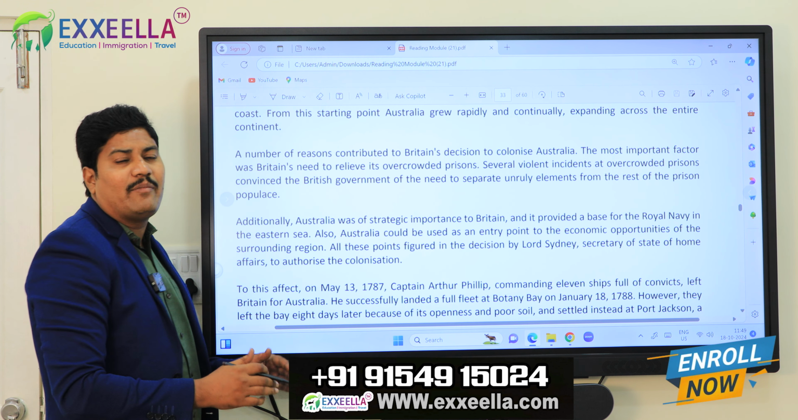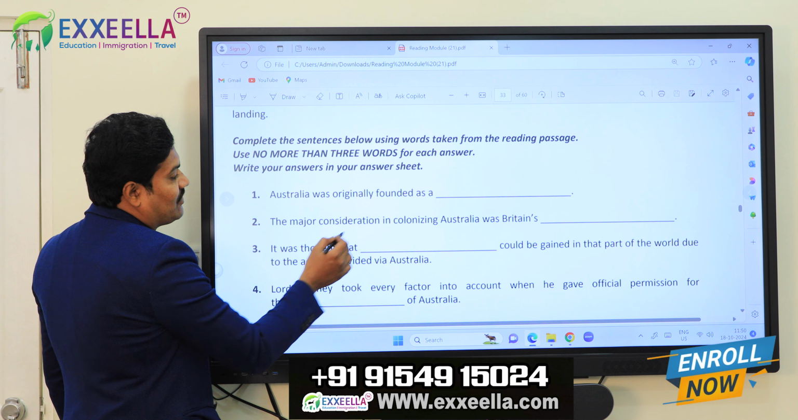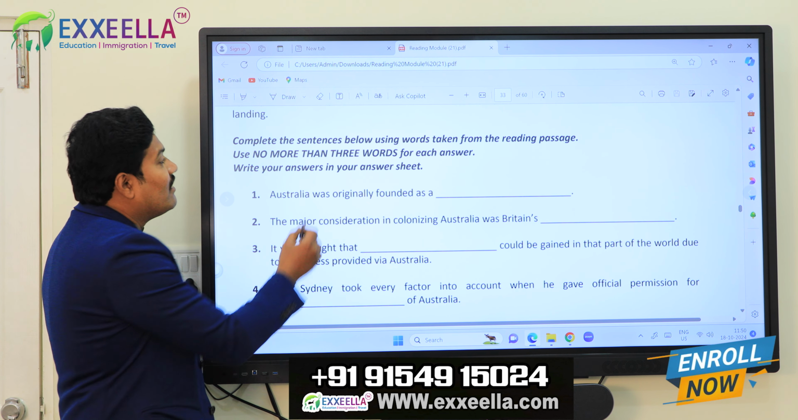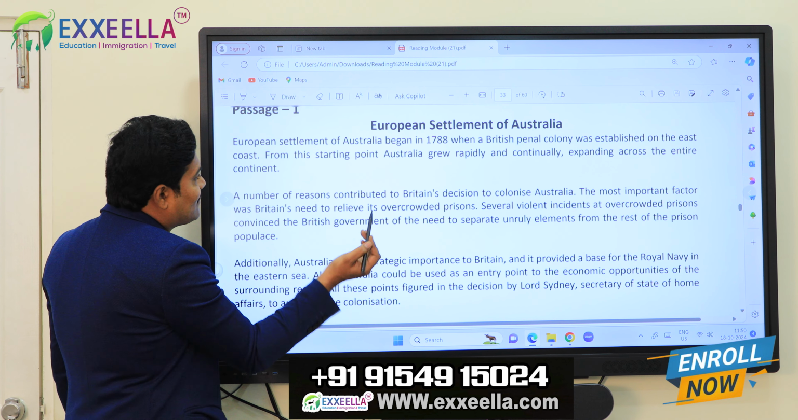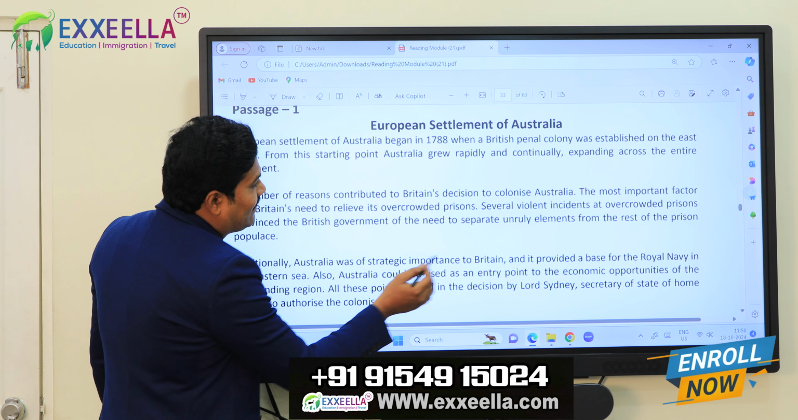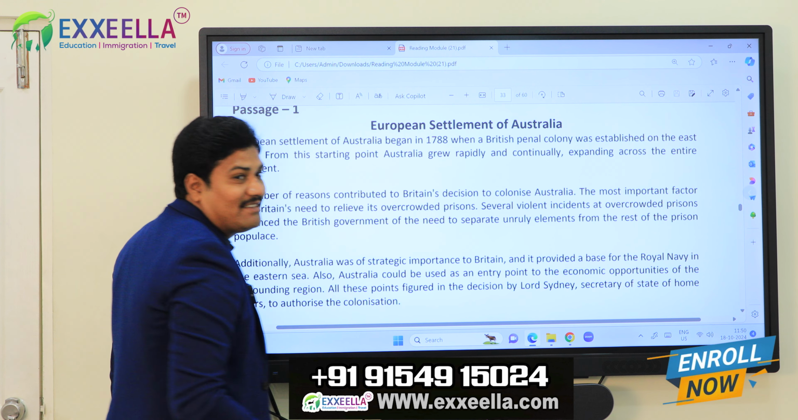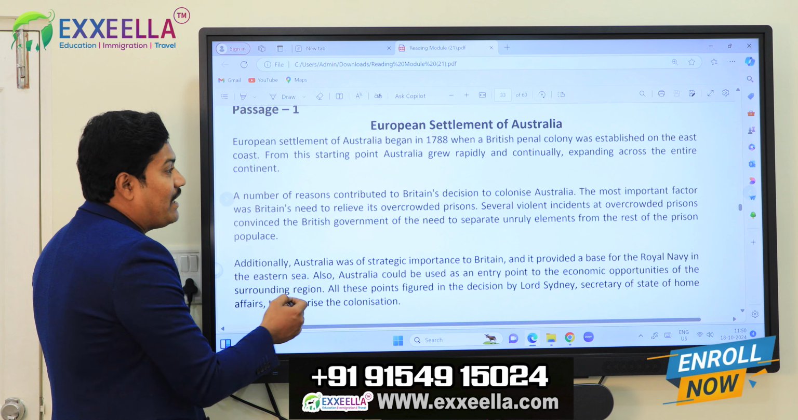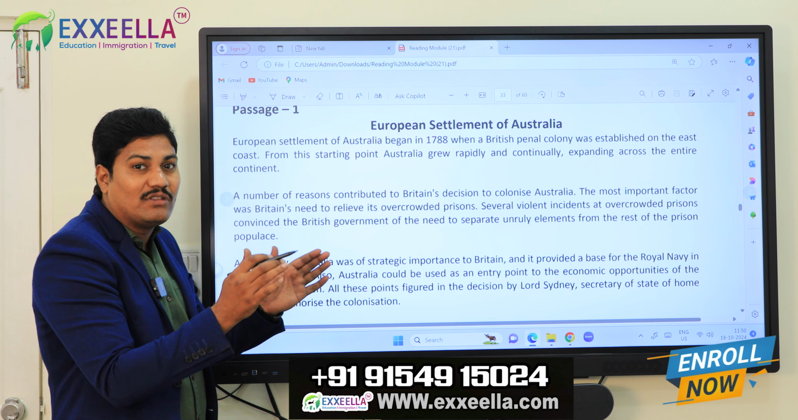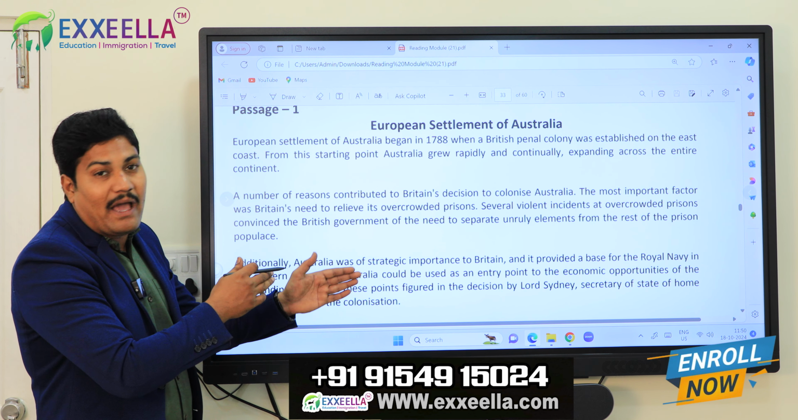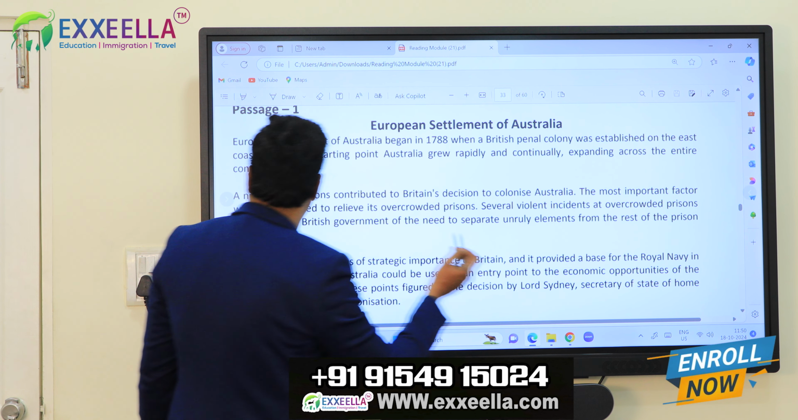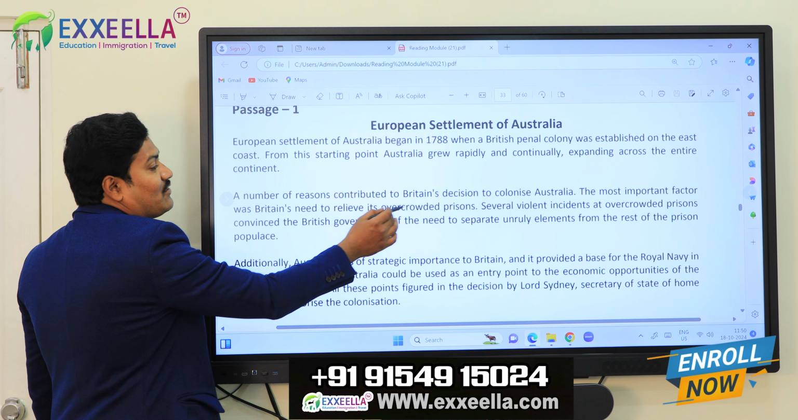They mentioned a number of reasons, but we are looking for the major consideration, not the number of reasons. What is the major reason, or the major consideration? Now let's come down. In the next sentence we have the most important factor. So the major consideration and the most important factor are synonyms; they paraphrased here. Let's understand what the major consideration is. The most important factor was Britain's need to relieve its overcrowded prisons.